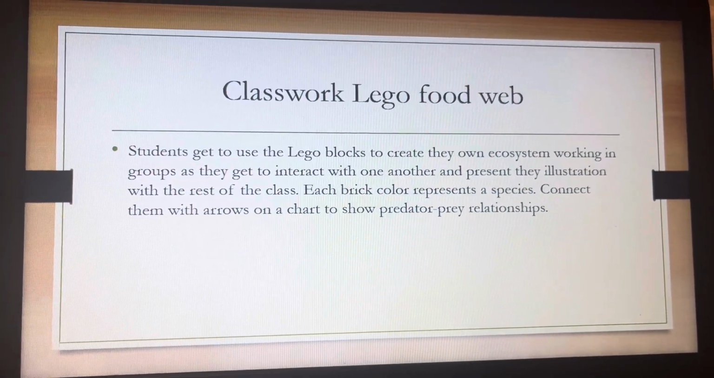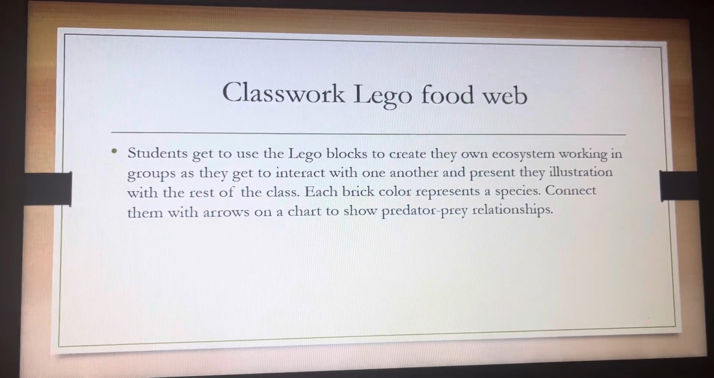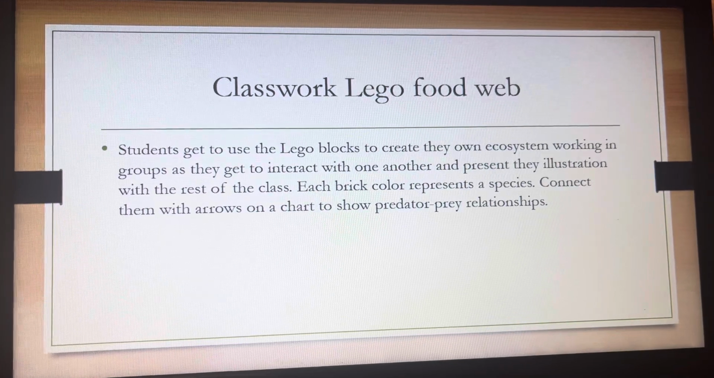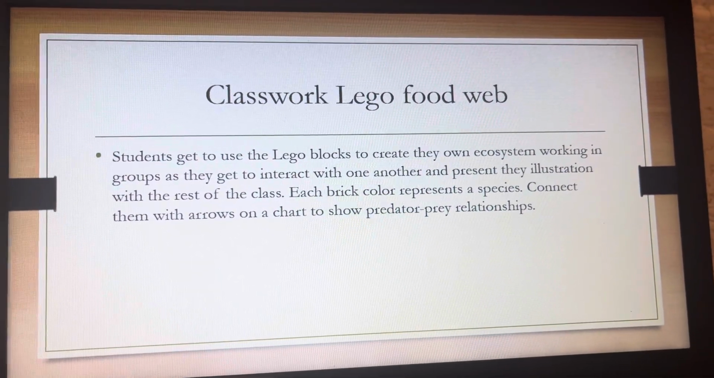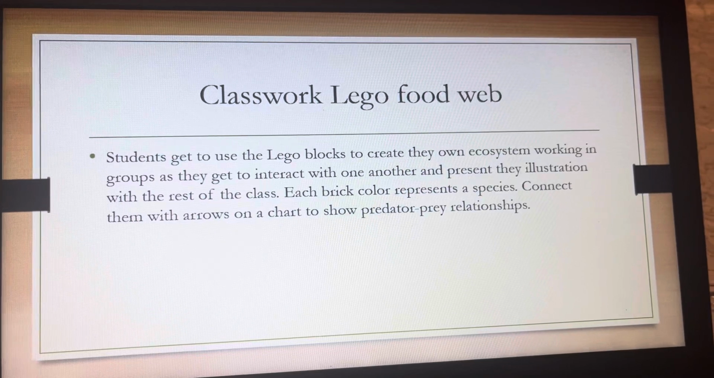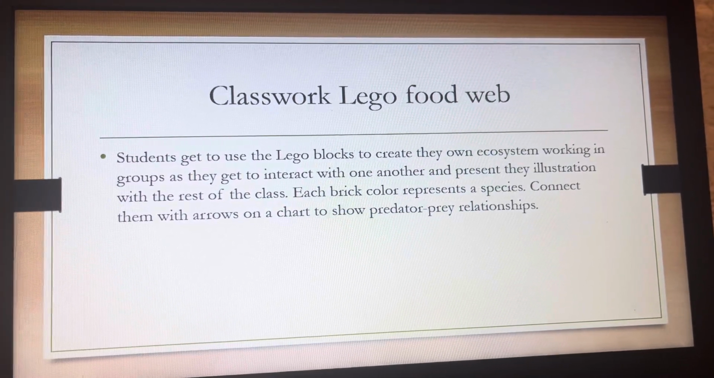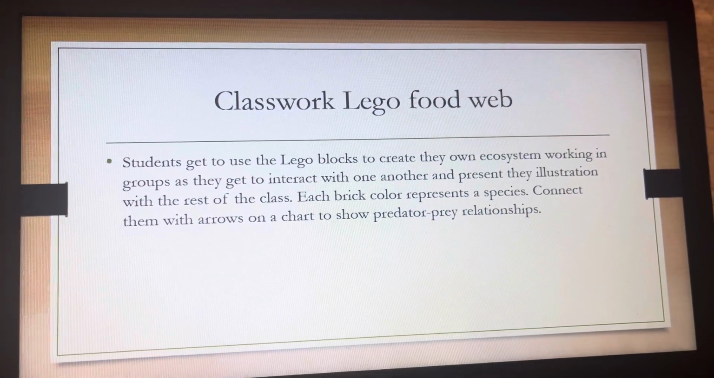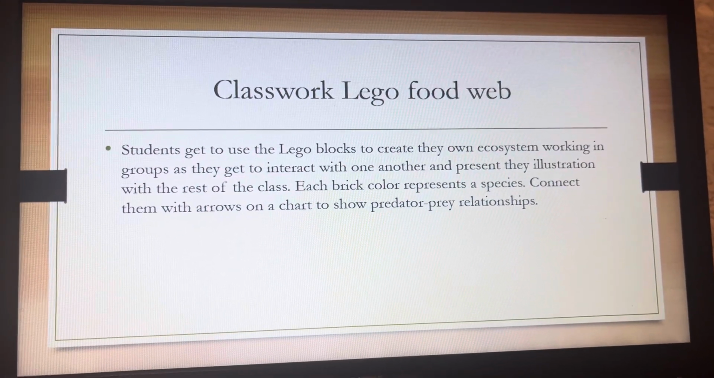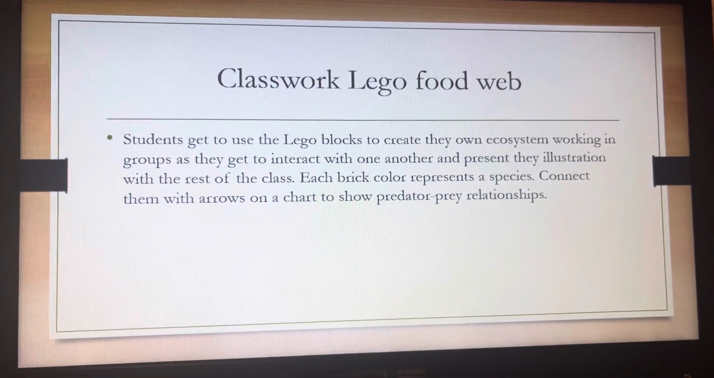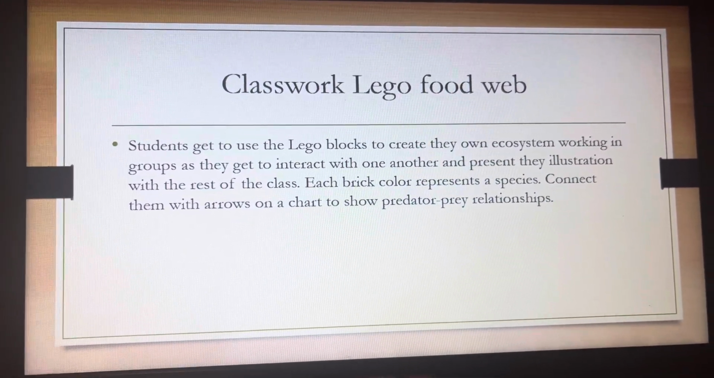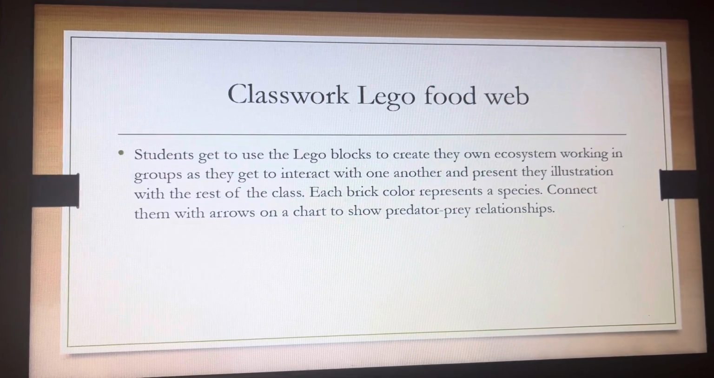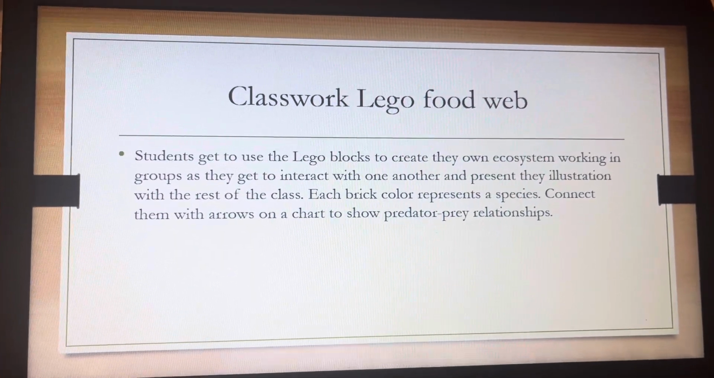Then the students get to partake in the topic by doing a Lego food web. Students get to use the Lego blocks to create their own ecosystems, working in groups as they interact with one another and present the illustration to the rest of the class. Each brick color and type of shape that they build will represent a different type of species, which they'll then connect with arrows on the chart to show the predator-prey relationships.